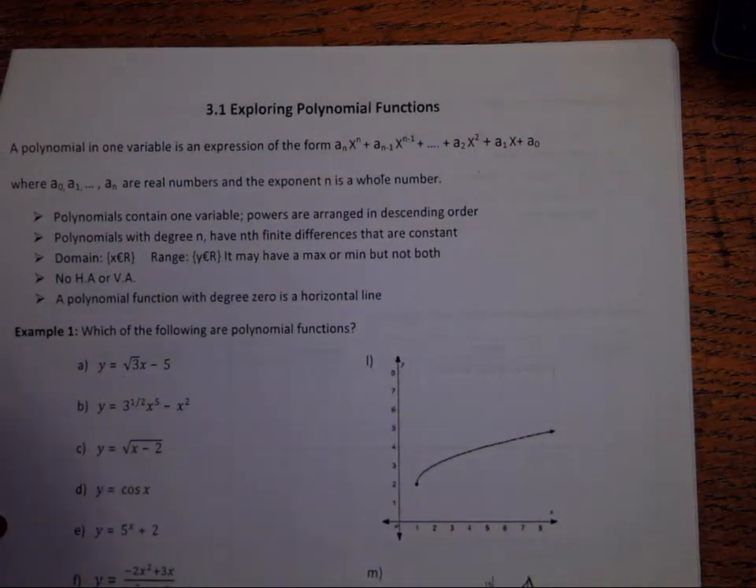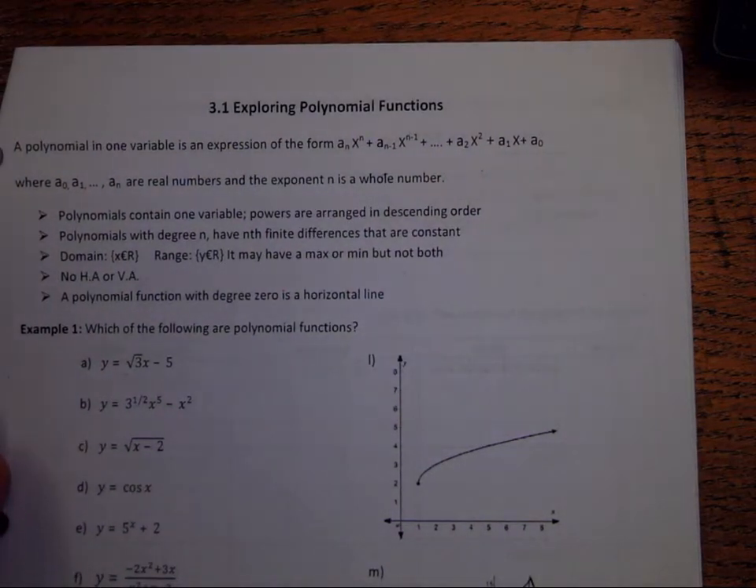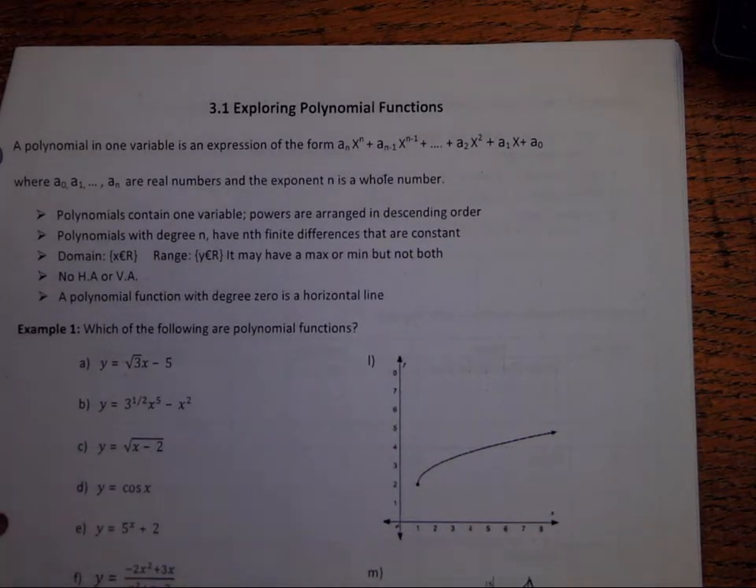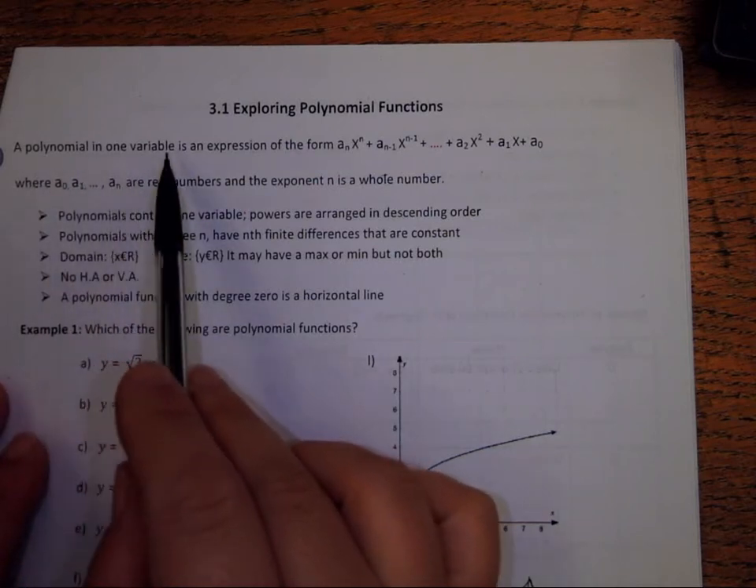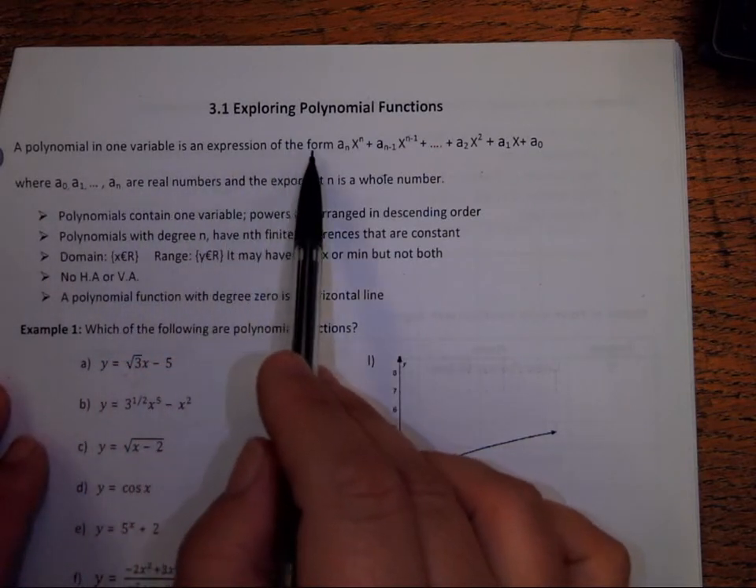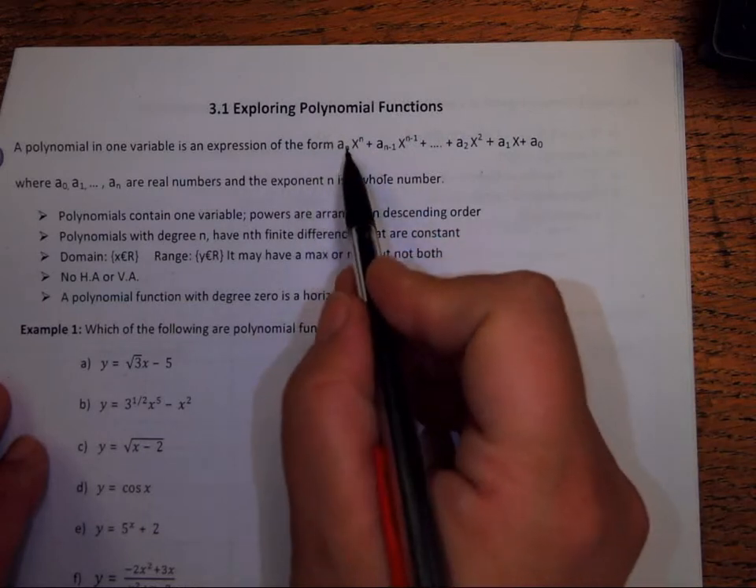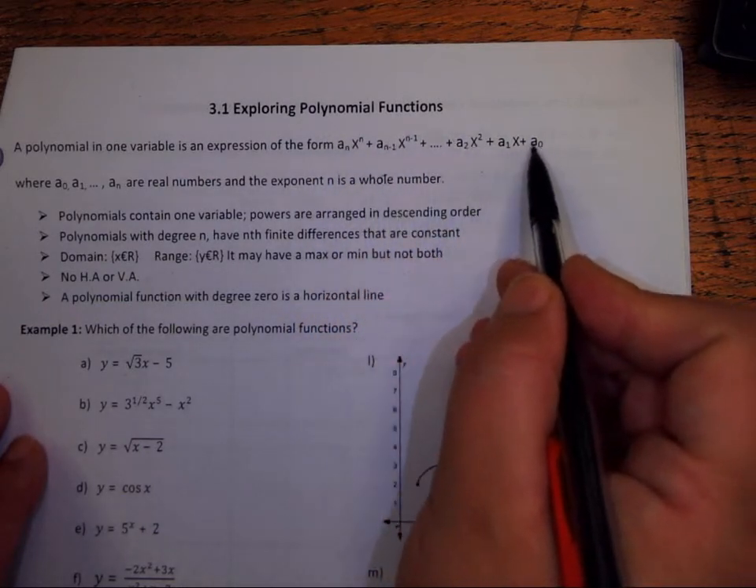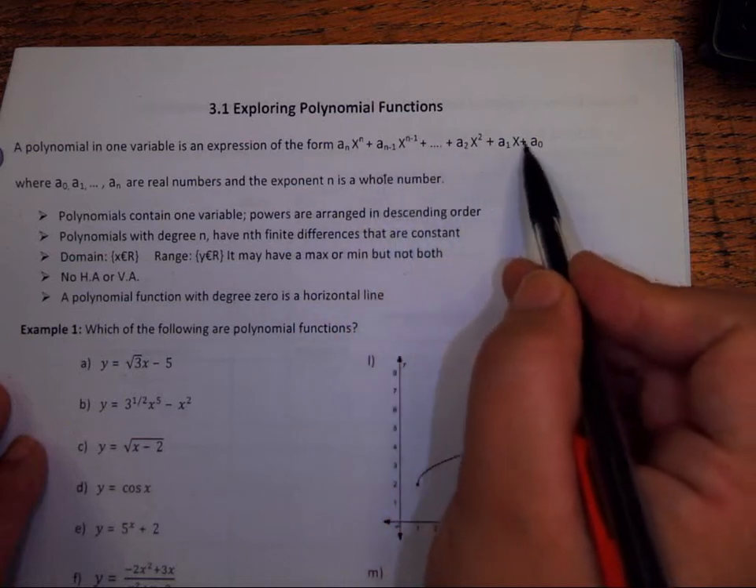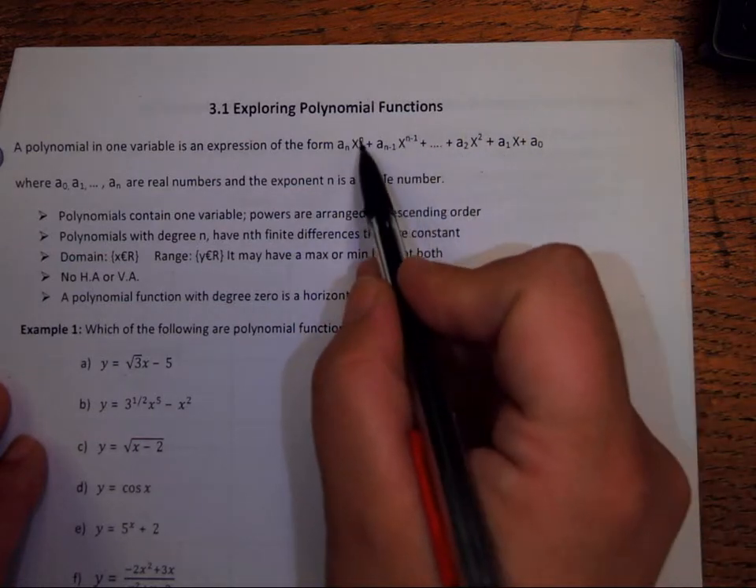Okay. 3.1 Exploring polynomial functions. So this whole chapter 3 is about polynomial functions. This is just an introduction. A polynomial in one variable is an expression of the form: you may have a coefficient in front of all those terms, and then you have the exponents.